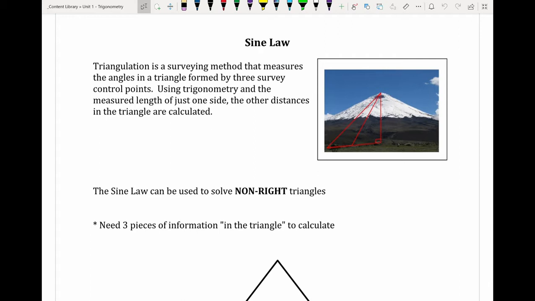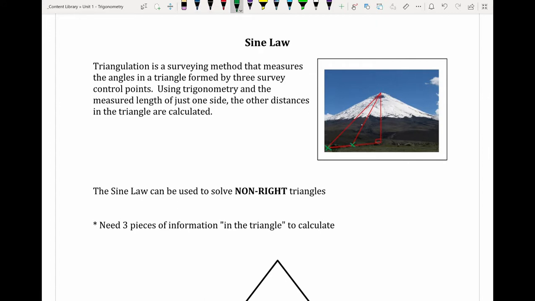An example of where trig could be used in the real world, or where you might see it, is in something called triangulation. Triangulation is a surveying method that measures the angles in a triangle formed by three survey control points. If you look at this example with the mountain, you can pick 3 points, whether it's the top and then these two bottom ones down here.